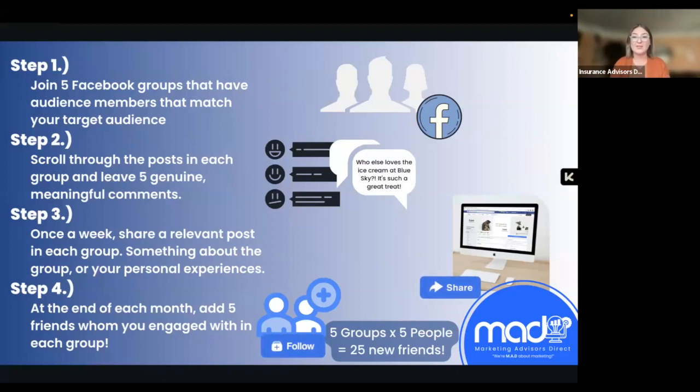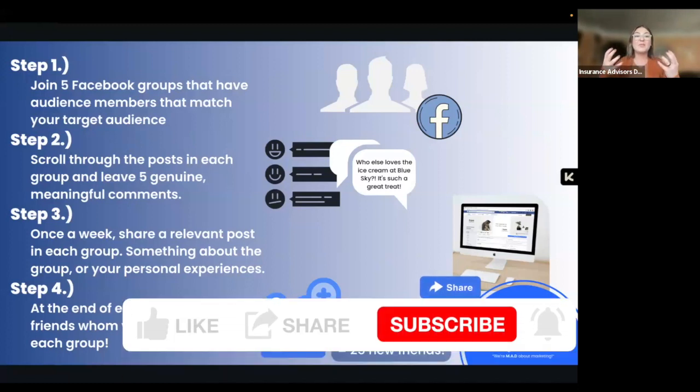5 genuine, meaningful comments. Now, you're having conversations with people. Again, we're thinking about this in statistics. It's kind of a numbers game. You want to be able to add helpful information. You don't want to just comment a bunch of emojis or whatever. It has to be meaningful. But at the same time, you want to build relationships with people, right?